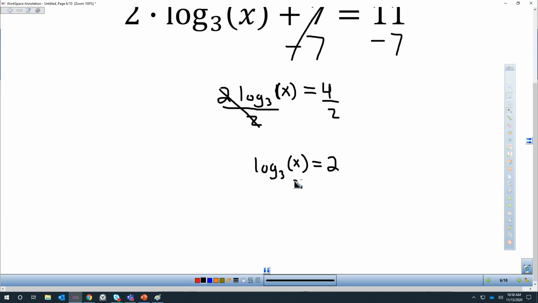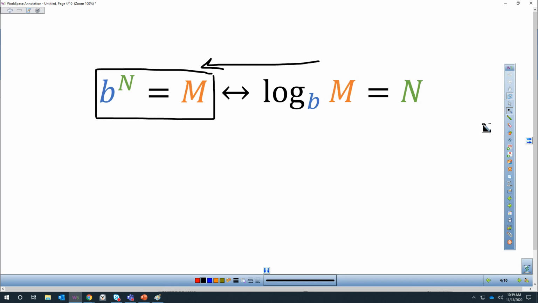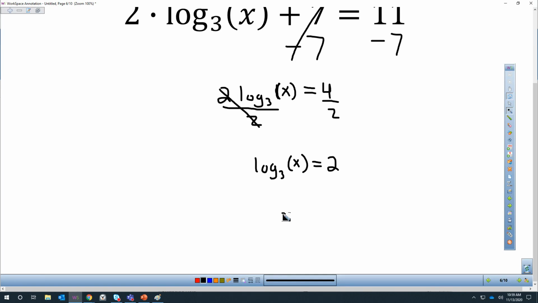Okay, and now I can rewrite this as an exponent. So I can apply this rule going the other direction now and take something that looks like this on the right and make it look like this on the left. So let's go ahead and do that. So that'd be 3 squared equals x. And I know 3 squared is 9, so I don't need a calculator for that. X comes out to equal 9.